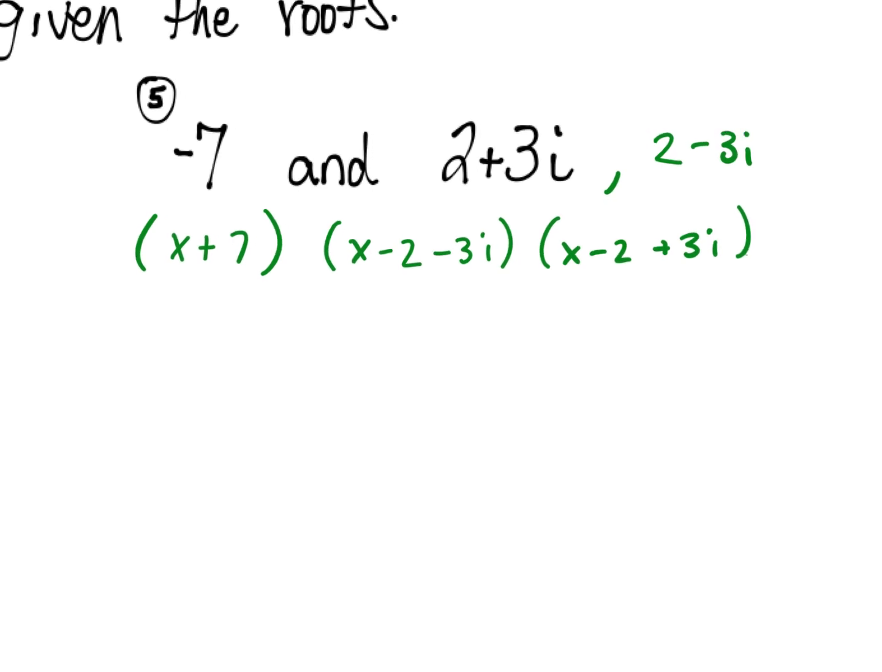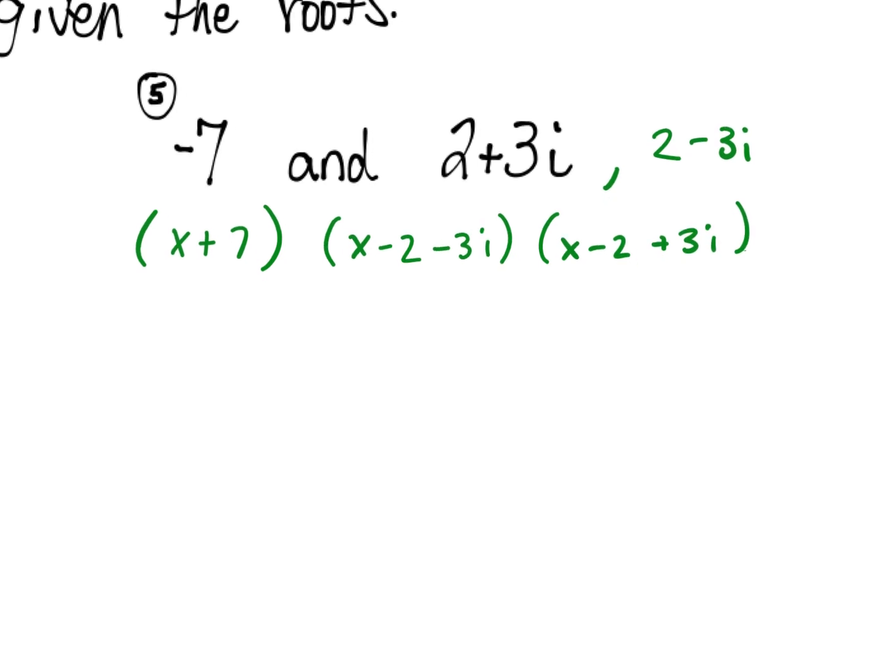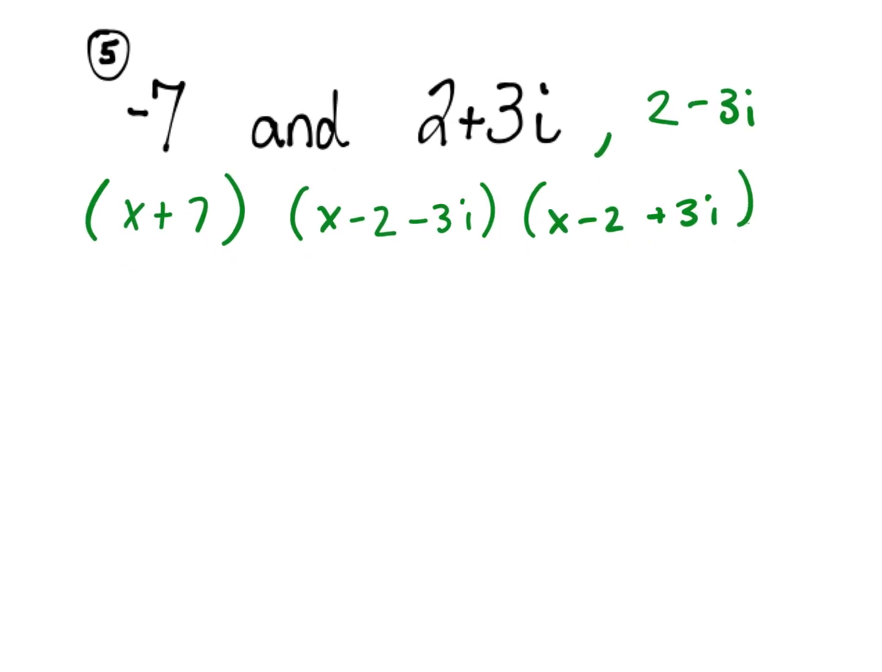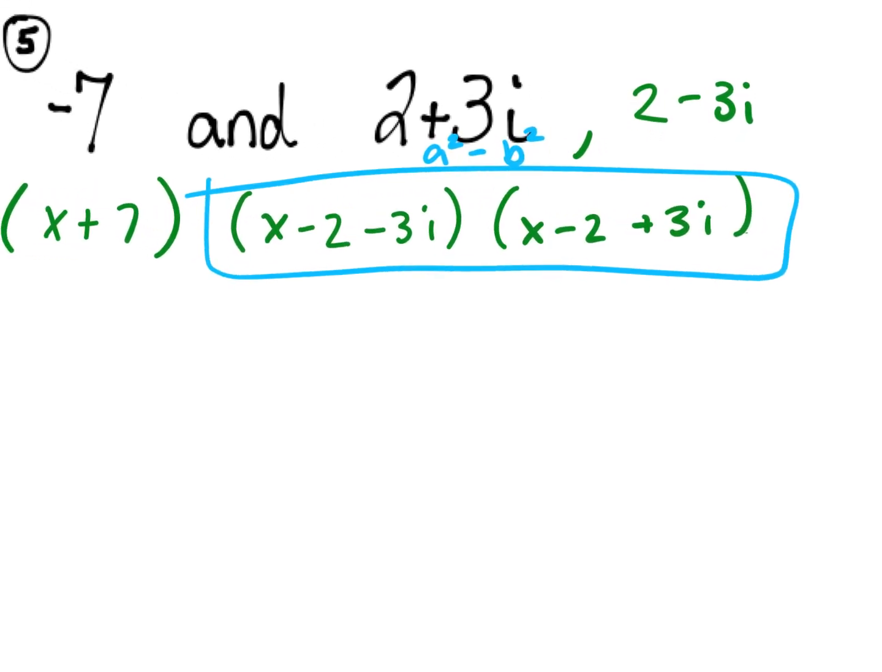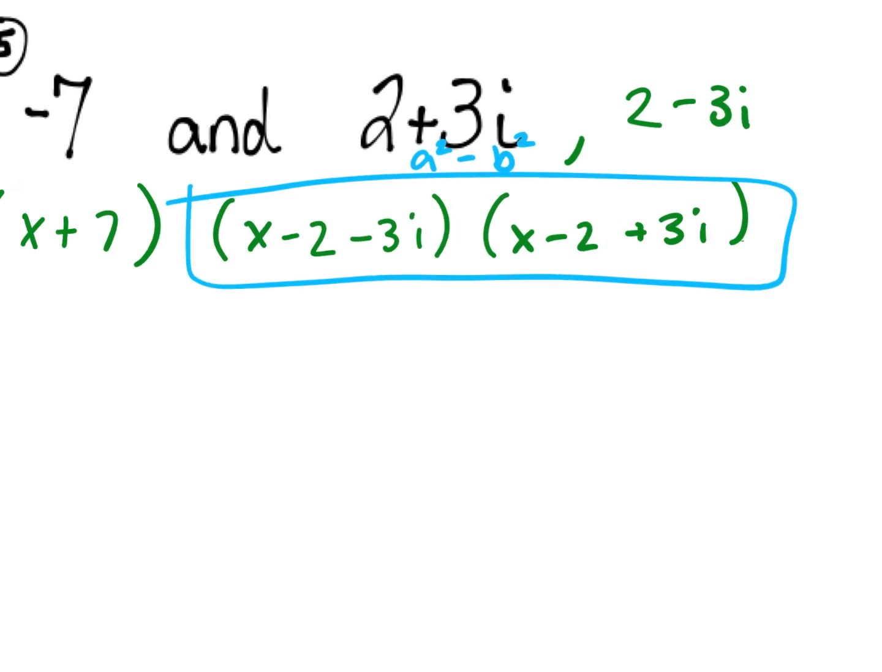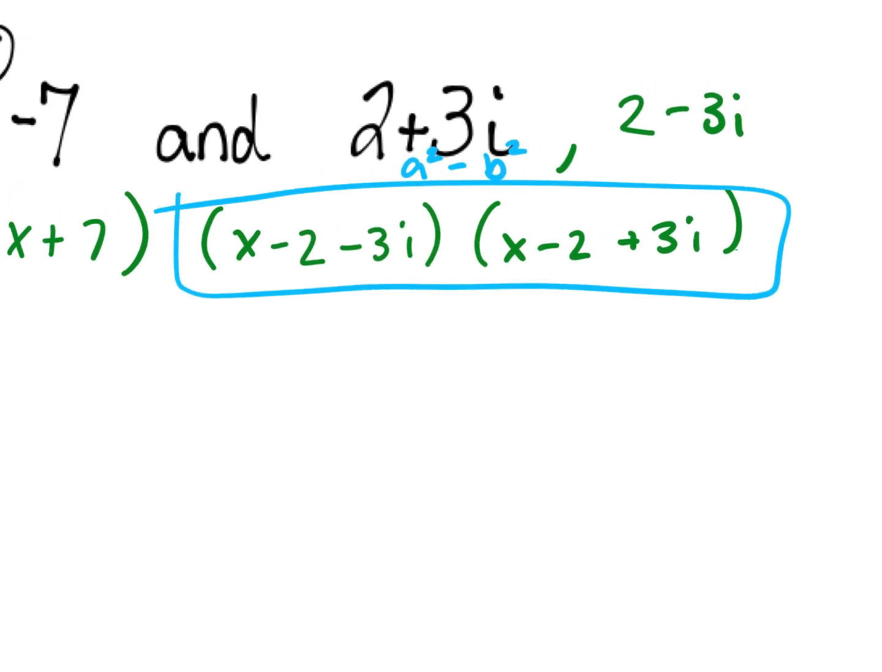Which two do we want to FOIL together first? The second two, the conjugates. So I'm going to do the conjugate shortcut, which is a squared minus b squared. Always minus in the middle. You can FOIL it out. When you FOIL it out, the i's are going to go away. So that's one way to check to see if you did it right. If you FOILed it out, the i's will be eliminated. You can just use your conjugate shortcut.